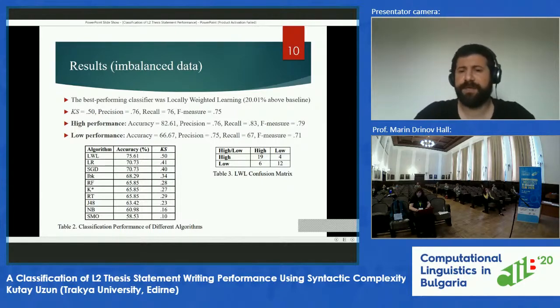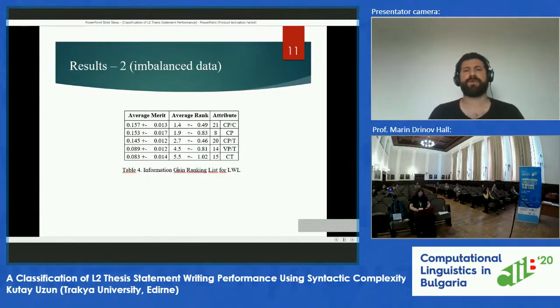And in table 3, you can see the confusion matrix for the algorithm. You can see that there are some false positives and false negatives, actually. But then the general performance is 75.61%. And when you check the precision, accuracy, recall, and F-measure values of high-performing and low-performing thesis statements separately, you can see that the low-performing thesis statements were actually less accurately classified by the algorithm. The accuracy percentage for them was 66.67.